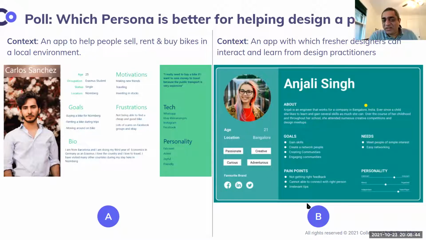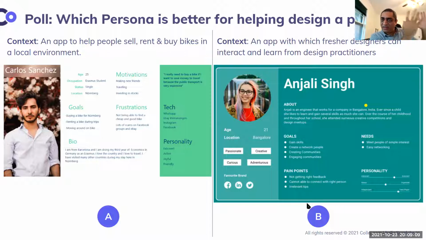Yeah. So one question, if you think about it, is they're not granular enough in some areas, and second, they're too granular in certain other areas. If you look at Carlos, he's saying age is 25, right? Occupation is a student, right? Now, what do you take away from that persona?